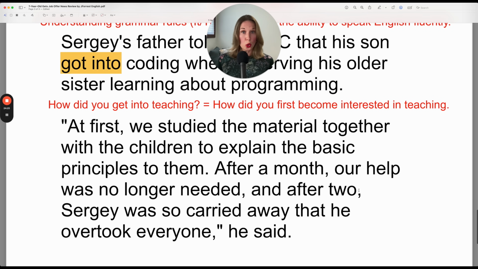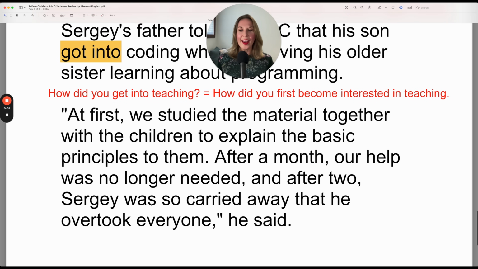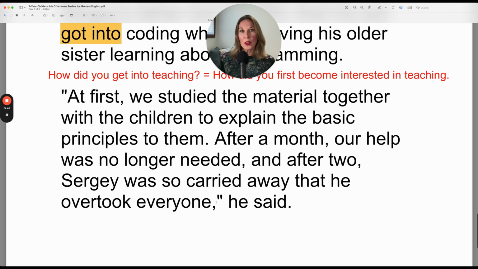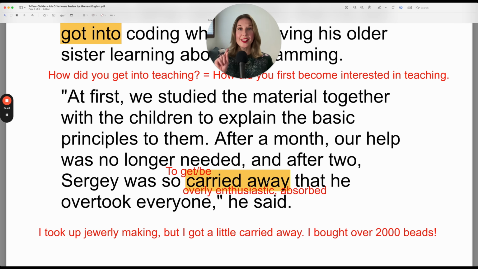And after 2 months, Sergey was so carried away that he overtook everyone, he said. First, let's take a look at carried away. Notice here the auxiliary verb is to be. Sergey was so carried away.